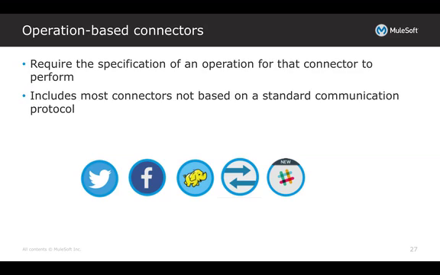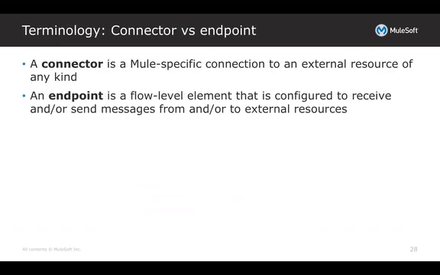This includes most of the connectors that are not based on a standard communication protocol, like some that you see in the bottom here, such as Twitter, Hadoop, or Slack. Since you'll hear this terminology mixed a bit, let's spell it out explicitly. A connector is a Mule-specific connection to an external resource of any kind. An endpoint is usually referring to a flow-level element that is configured to receive and/or send messages from and/or to external resources.